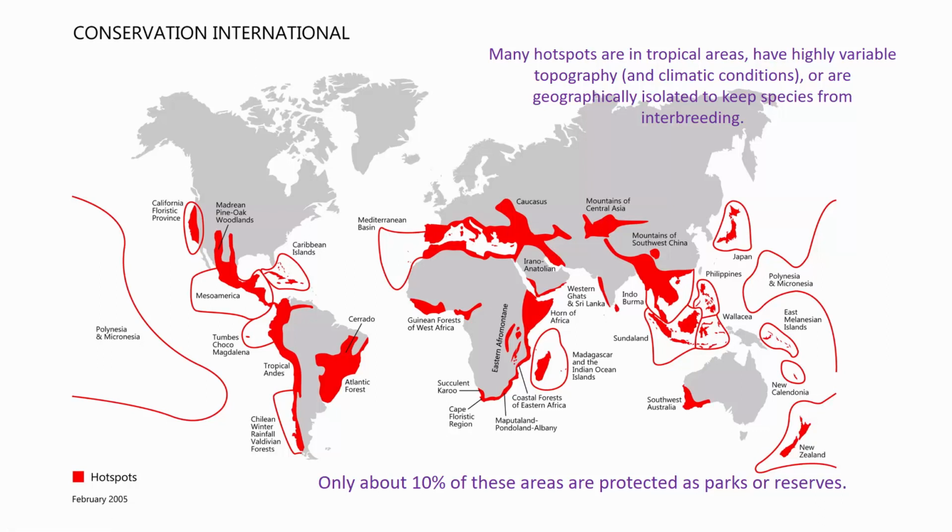It's also important to note that only about 10% of these hotspot areas are protected as parks or preserves, and so we aren't able to really keep them as biodiversity hotspots. They can be developed because we're not preserving them.